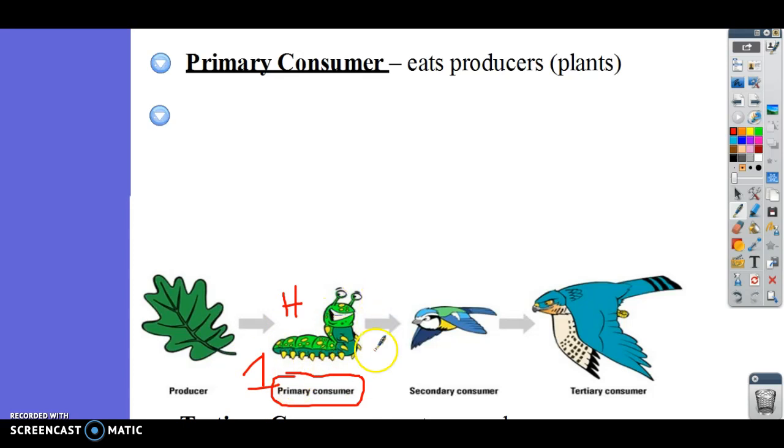Now, the guy that eats the caterpillar. Here we have this bird. He's going to eat the caterpillar.